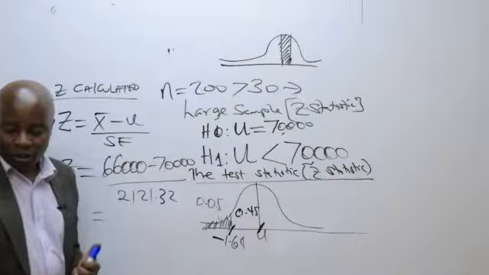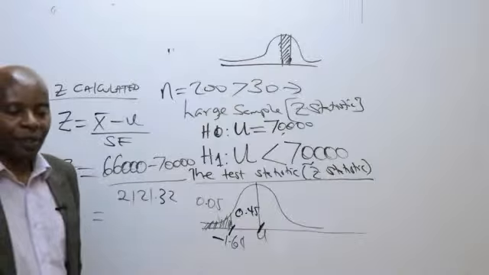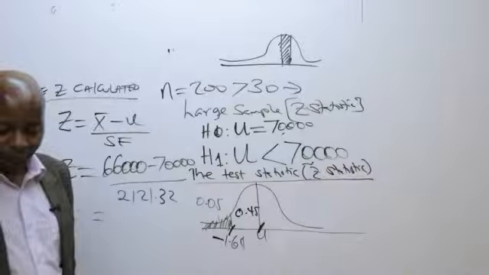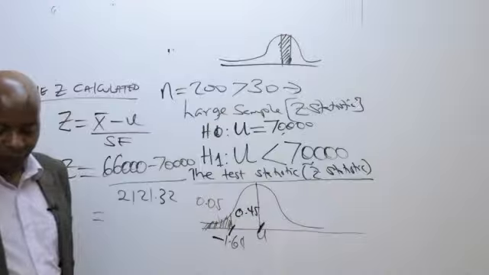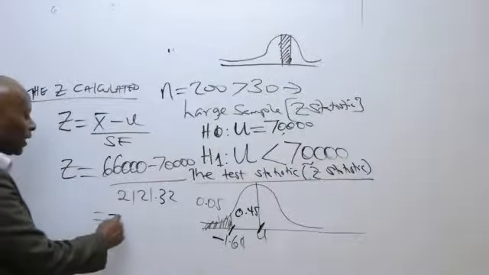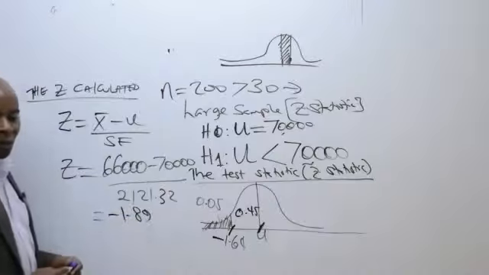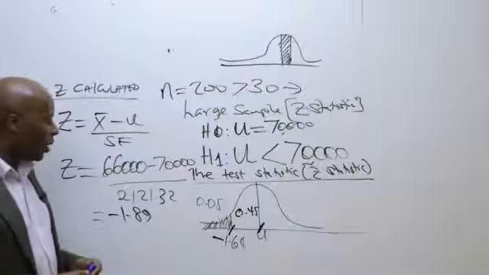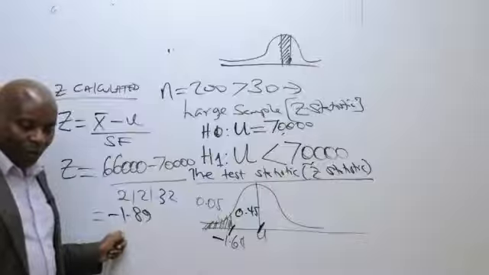My Z value will be equal to what? According to Denzel, she's giving me a figure of negative 1.89. Is there any other student who can confirm? Yes, Lokai has gotten the same. Save for rounding off errors, we have negative 1.89. Let's adopt this.